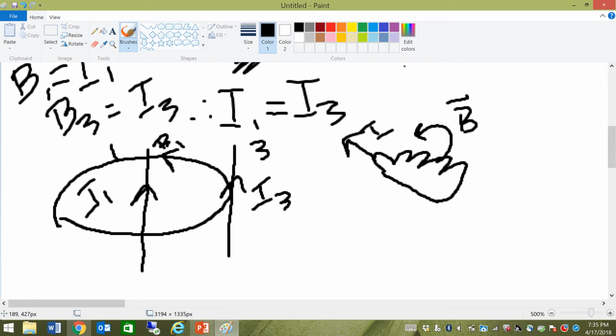So what's significant about this is that we need to pay very close attention to a single point in these parallel wires, and that single point is on a wire. So let me explain that.